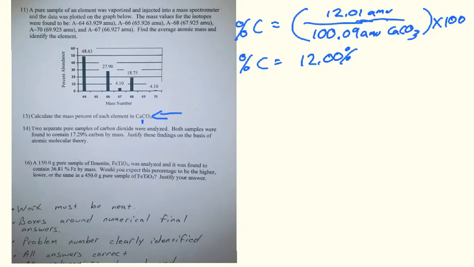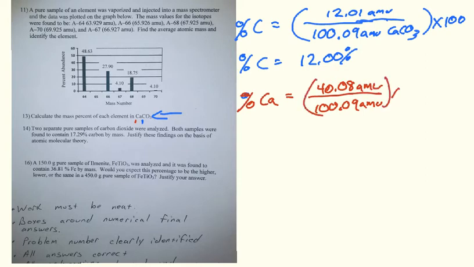And if we do the same thing for calcium, let's do it in a different color. So calcium, it would be the same total mass on bottom, but on top, we got 1 calcium as well, so the mass of calcium is 40.08 AMU times 100. And our answer turns out to be 40.04%.